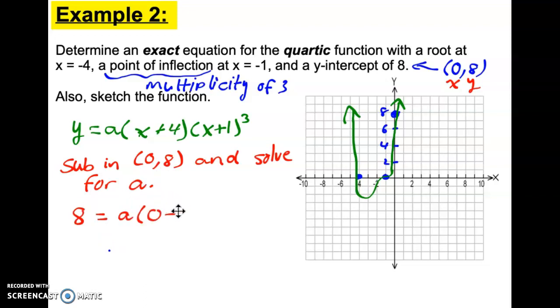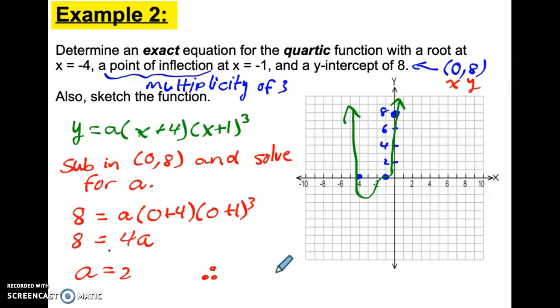and I'm putting in my 0 for x. And here we would have 4 times 1, which is really just 4. So we have 4a, and then we divide both sides by 4 to get that our a value is 2.